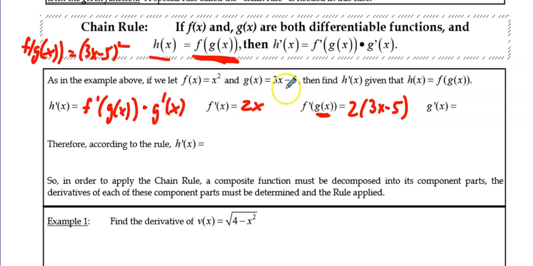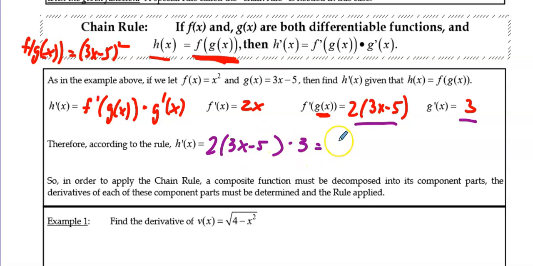And then I'm going to independently take the derivative of this function, right? This is our inside function, 3x minus 5, which is 3. And remember that all I want to do to find this derivative is multiply what we have here by this. So 2 times (3x minus 5) times 3, and that's going to give us, again, (6x minus 10) times 3, which will give us the final answer that we had at the very top. Okay, so that's a way of looking at the problem.